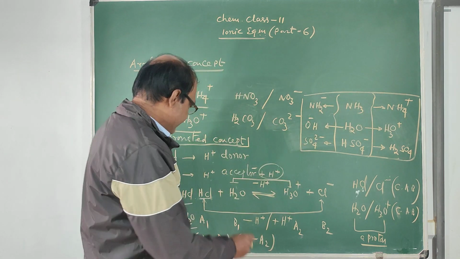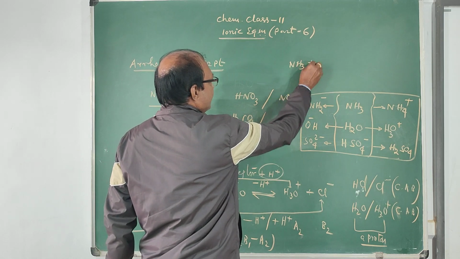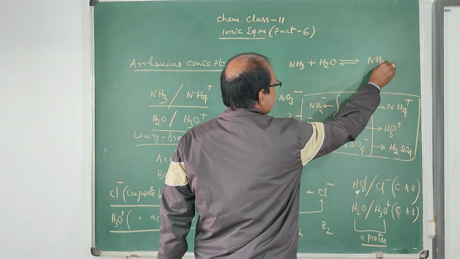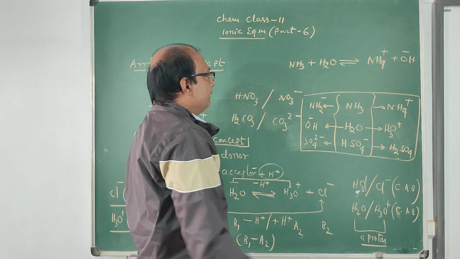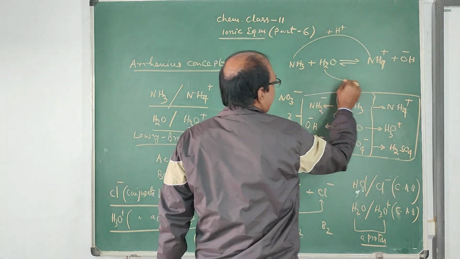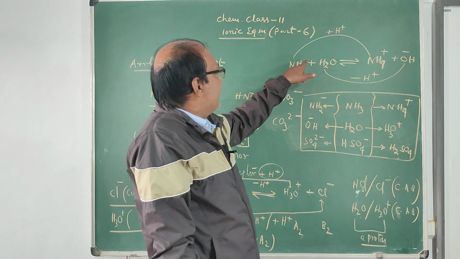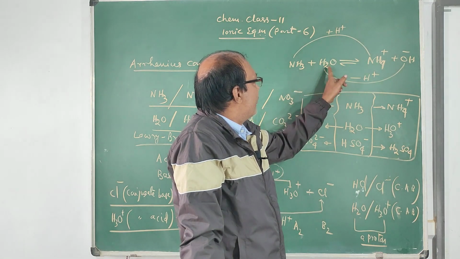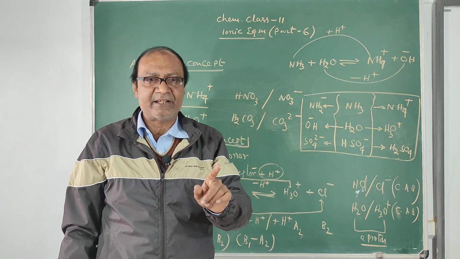Look at the nature. You have seen water here. Now if you write ammonia plus water and complete the reaction, this will be NH4 plus OH minus. So ammonia goes to NH4 plus, gaining H plus, and water goes to OH minus, losing H plus. So what is the nature? Ammonia is a proton acceptor, ammonia is a base, water is a proton donor, water is an acid. So in this reaction, water is acting as an acid.